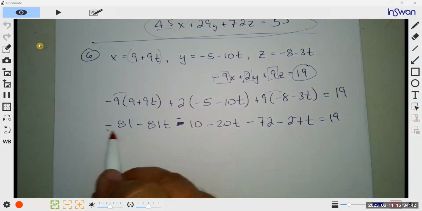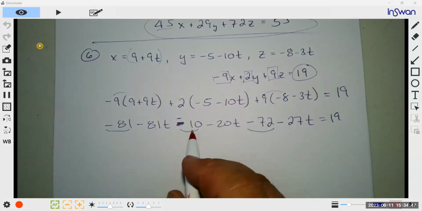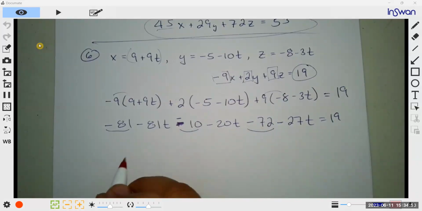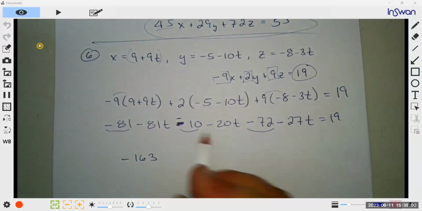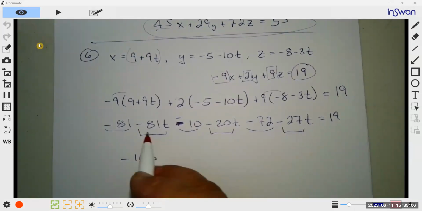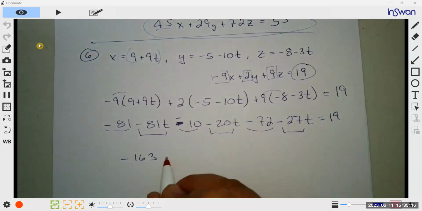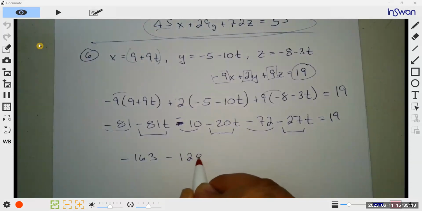So let's combine like terms. Negative 81 minus 10 is negative 91. Negative 91 minus 72 is negative 163. Now for the t's. Negative 81t minus 20t is negative 101t. Negative 101t minus 27t is negative 128t.